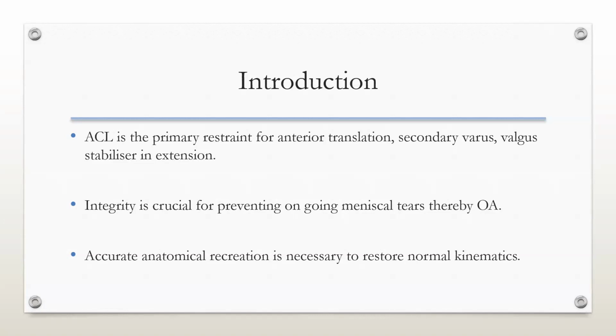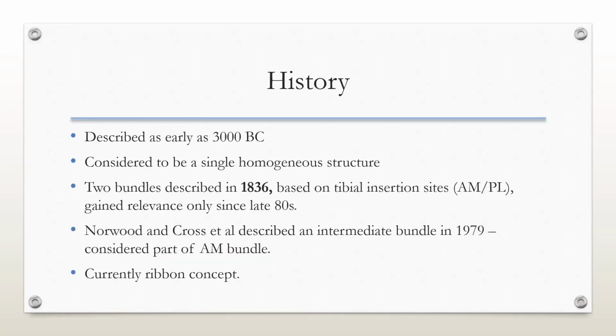So the goal in the treatment of ACL tears would be to, as close as possible, accurately reconstruct the anatomical locations of the ACL to restore normal kinematics within the knee. Just briefly about the history of the ACL. There have been descriptions of the ACL as early as 3000 BCE, and for a long period of time it was considered a single homogeneous structure arising from the femur and attaching to the tibia.